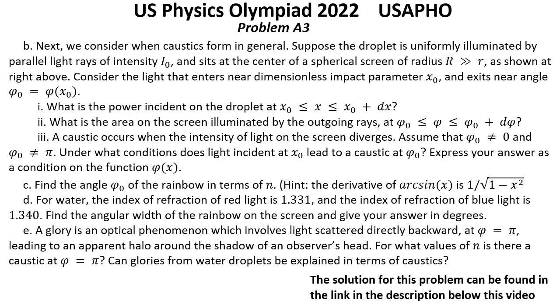Suppose the droplet is uniformly illuminated by parallel light rays of intensity I0 and sits at the center of a spherical screen of radius big R much greater than small r, as shown on the right above. Consider the light that enters near dimensionless impact parameter x0 and exits near angle phi0 equal phi from x0.